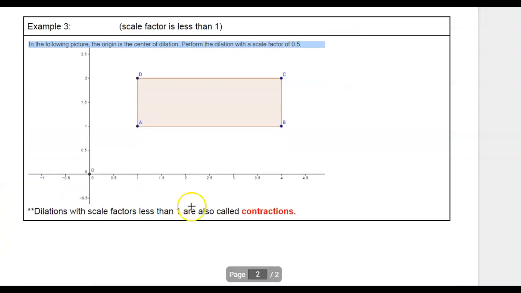All right, so example number 3, we're going to try a scale factor less than 1. Remember, that's called a contraction. And we just picked half of it, okay? So these would be the same ordered pairs. And since I know it's a half, let's go ahead and pick over here. So A is 1, 1.